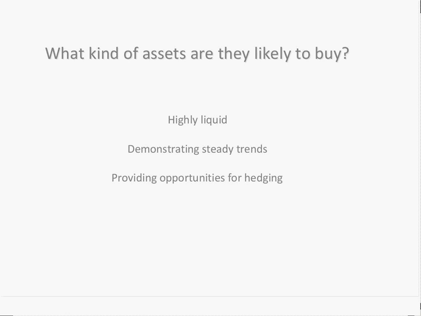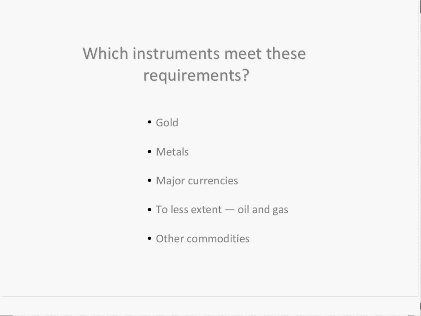Their requirements are very straightforward. The assets should be highly liquid. They should be absolutely sure that they can trade out of their position at any time they like. It demonstrates steady trends, preferably, and the kind of asset should provide opportunities for hedging. Which ones meet these requirements?